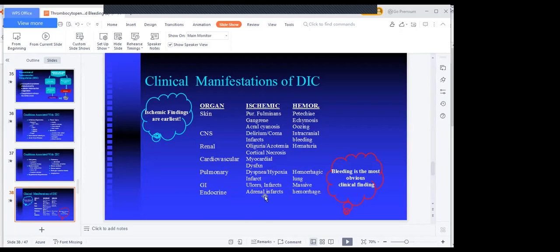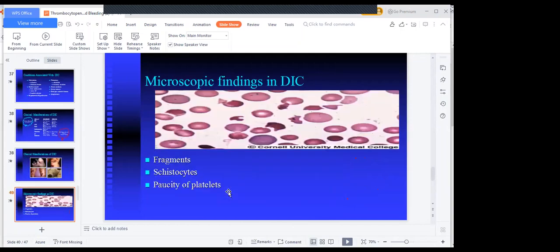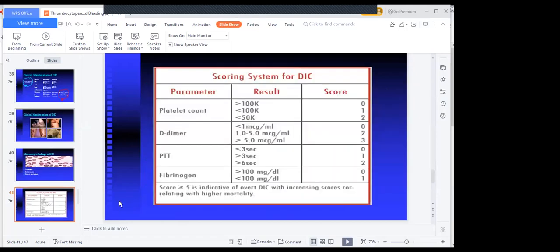Endocrine: adrenal infarcts and hemorrhage. Bleeding is the most obvious clinical finding. And this is the clinical manifestation of DIC, like gangrene and purpura. And the microscopic findings in DIC are fragmented red cells, schistocytes, and a low platelet count.